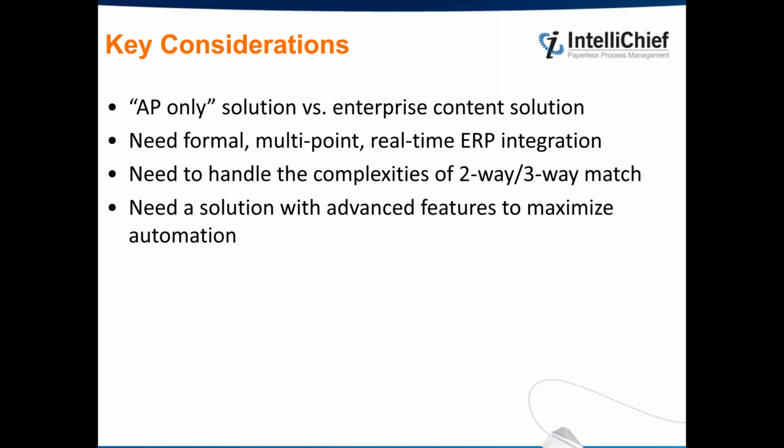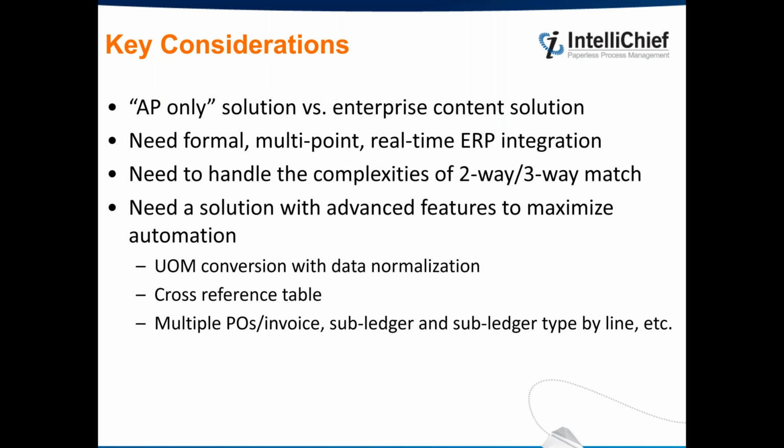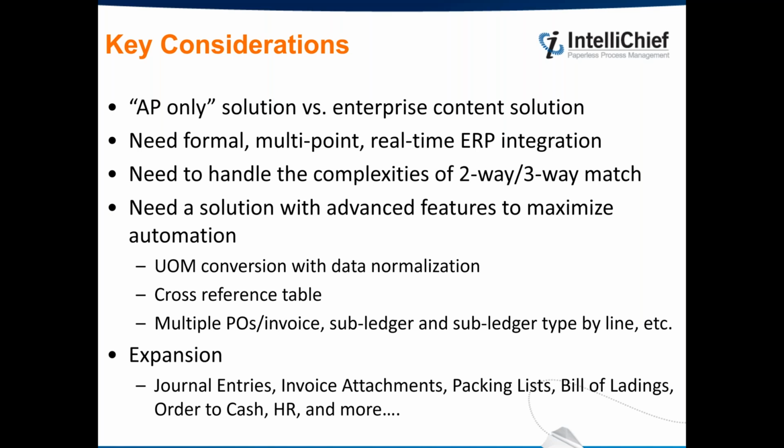The unit of measure and other conversion capabilities really help you to automate and get things straight through. There's also the cross-reference table capability, the ability to do multiple POs per invoice, subledger type by line, etc. And then the ability to expand throughout the organization, maybe to other areas within finance, capturing journal entry information, attachments, adding packing lists and bills of lading, or into other departments, into HR, etc.